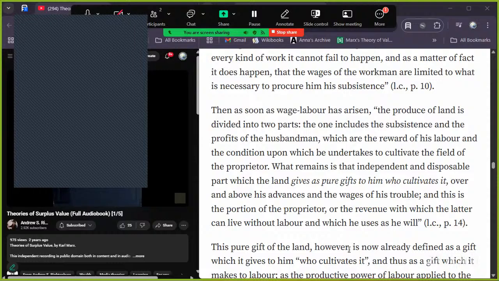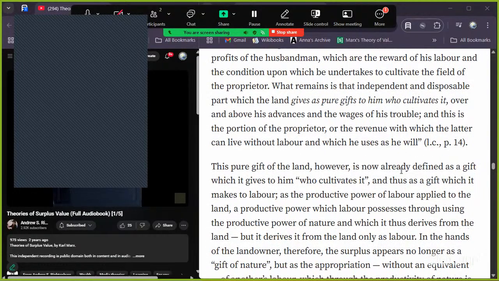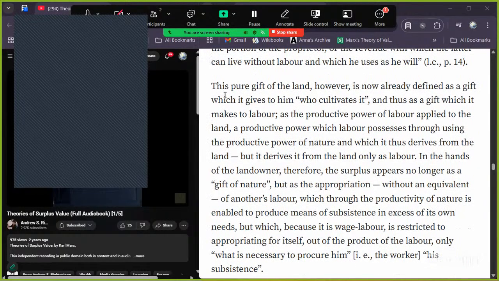End quote. Then, as soon as wage labor has arisen, quote, "the produce of land is divided into two parts. The one includes the subsistence and the profits of the husbandman, which are the reward of his labor, and the condition upon which he undertakes to cultivate the field of the proprietor. What remains is that independent and disposable part which the land gives as pure gifts to him who cultivates it, over and above his advances and the wages of his trouble. And this is the portion of the proprietor, or the revenue with which the latter can live without labor, and which he uses as he will.